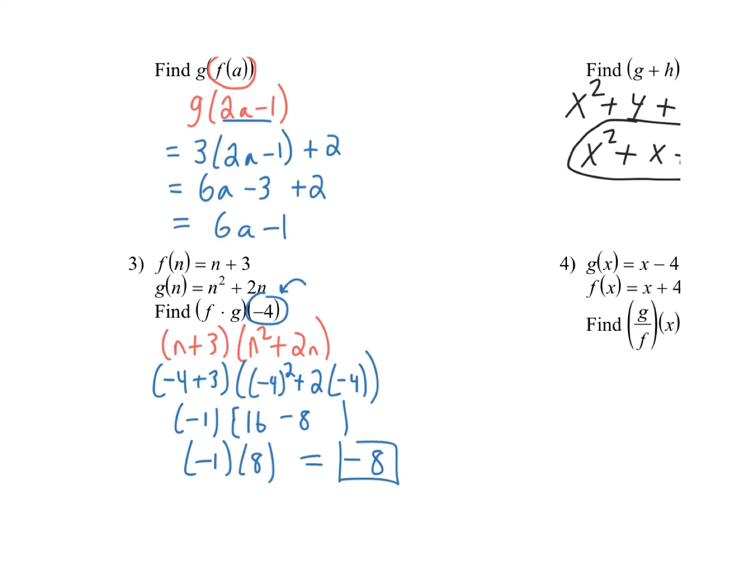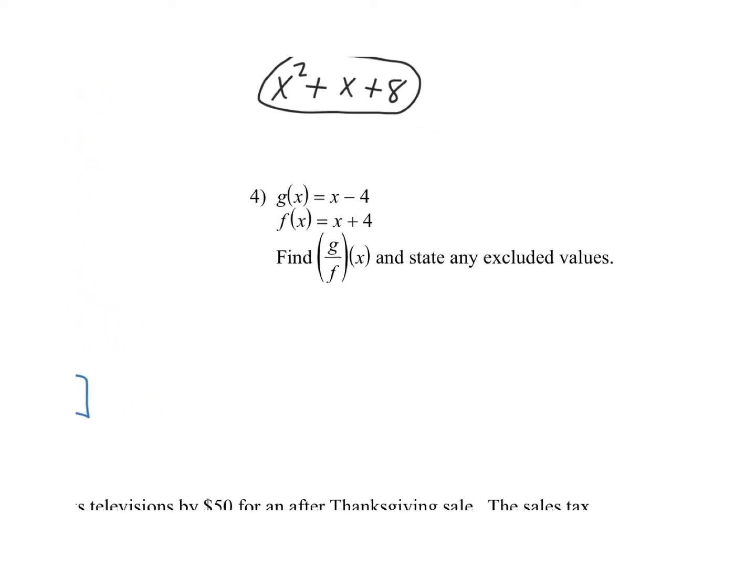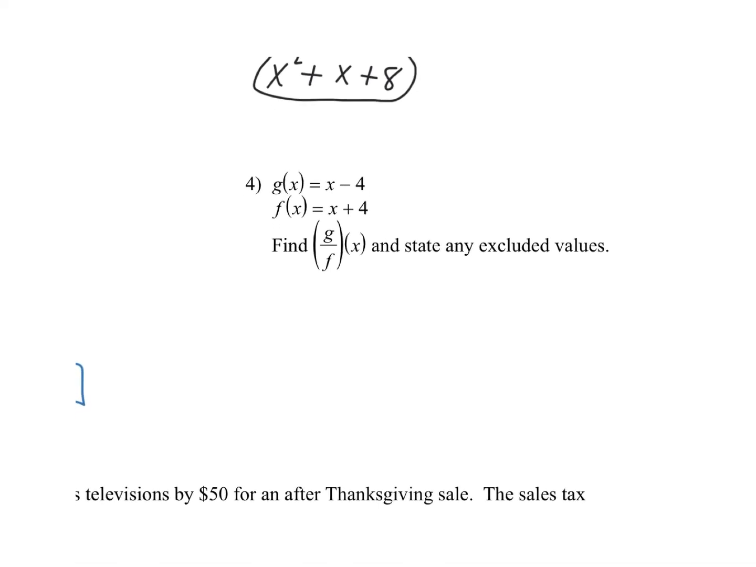Okay, moving on to number 4. We need g over f of x and stating the excluded value. So this one's a pretty quick one. To do the fractions, all we're going to do is just write it in the correct order. It's g over f. So g is x minus 4. The rule for f is x plus 4. So that's the function.